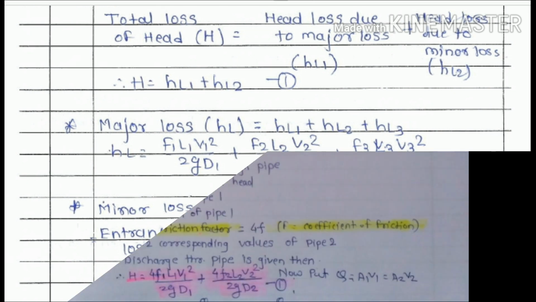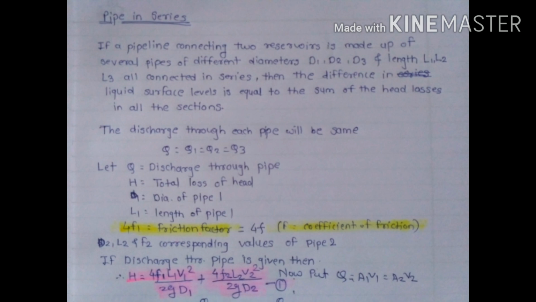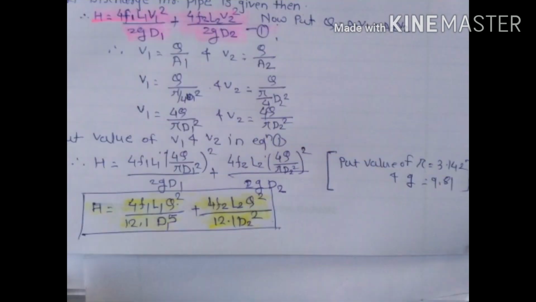4F1 is the friction factor, 4F is the coefficient of friction. Then if the discharge through the pipe is given, write the formula for H as it is, that 4F1 L1 V1 square upon 2GD1 plus 4F2 L2 V2 square upon 2GD2 and so on. And instead of V1, just put the value in the form of Q, because the discharge is same, and we can replace the value of V1 by Q, V2 by Q.